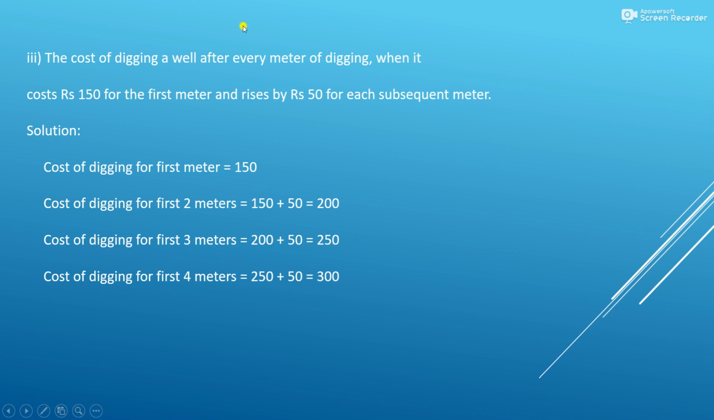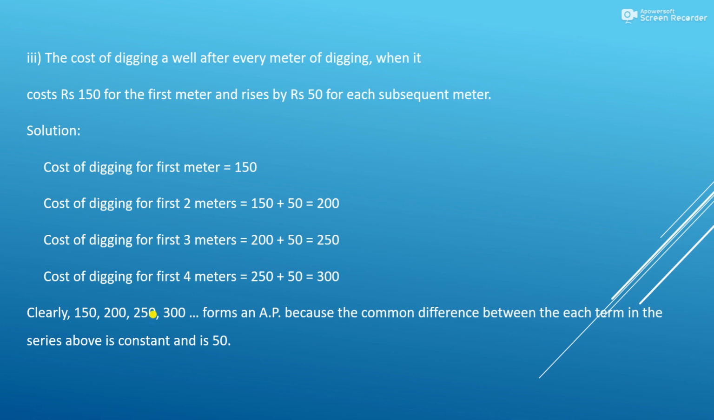So the cost of digging the first meter is rupees 150, that is our first term A1. For the next meter we are adding rupees 50, that is 150 plus 50, which is 200. Then the cost of digging 2 meters is 200, and to this 200 we are adding again rupees 50, so this is 250. Next, the cost for digging 4 meters is 300.